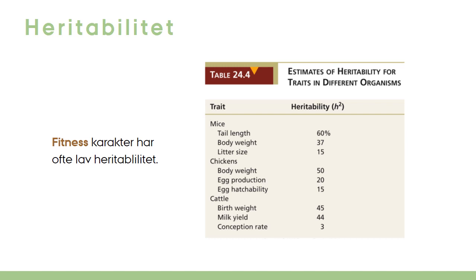So here's an example with fitness traits. Fitness traits can be like fertility traits. Now let's look at the fertility traits in these 3 species: mice, chickens, and cattle. For mice, litter size, heritability of only 0.15. And in cows, it's the worst. That's the conception rate, a heritability of 0.03. That's very low. But why is this so low?